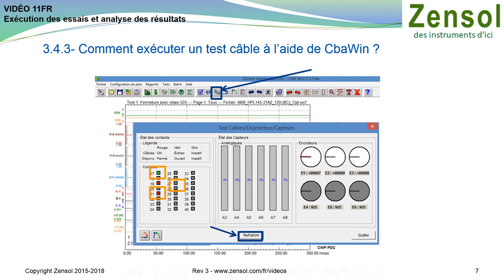If, for example, you want to do a close test, but your contacts are red, this means they are already closed. You must therefore open them before running your closing test. You can do this by clicking on the Open button. The software will send an opening command without taking any measurements. After clicking on Refresh, the contacts should appear in green in this window.